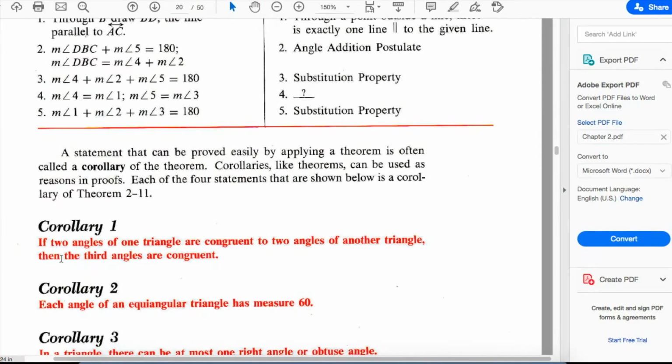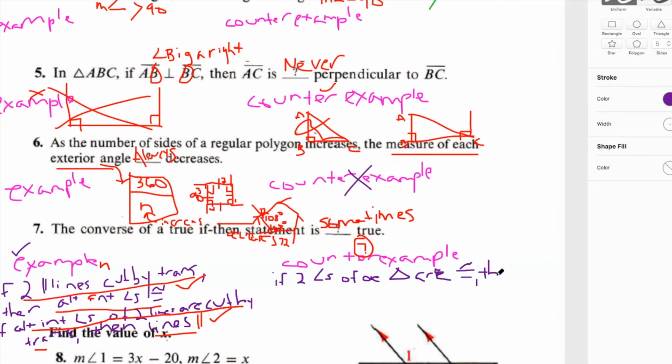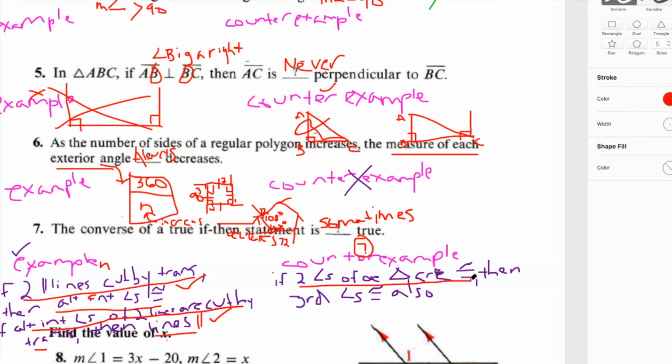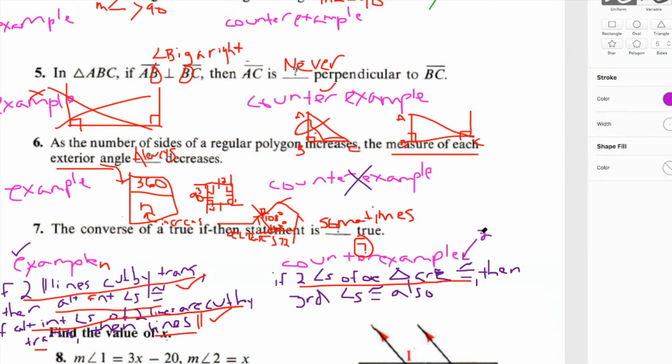And that's this theorem here, this corollary right here. If two angles of one triangle are congruent to two angles of another triangle, then the third angles are congruent. So let me write that down here. This would be an example of a true if-then statement: given the hypothesis that we have two angles of one triangle congruent to two angles of another triangle, then the third angles would be congruent also.